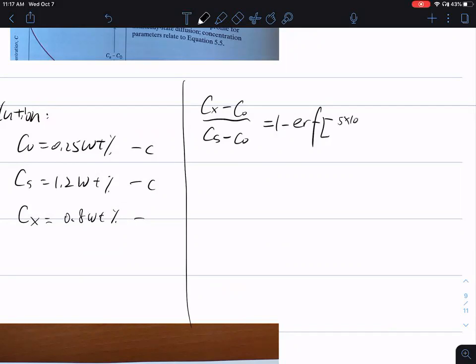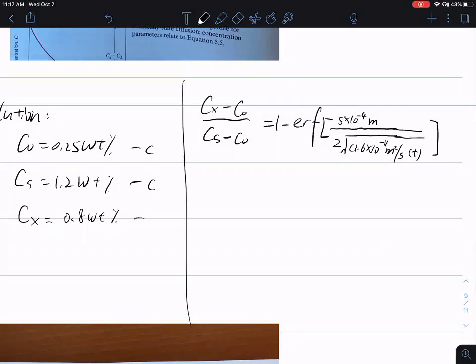Yes, so it's going to be 10 to the negative 4 meters. That's the location. It's divided by 2 times the square root of the coefficient, which is 1.6 times 10 to the negative 11 meters squared per second, times time t.